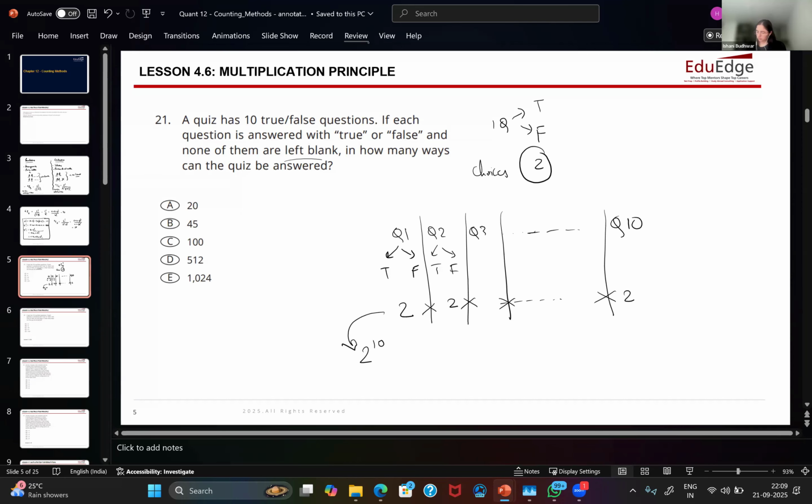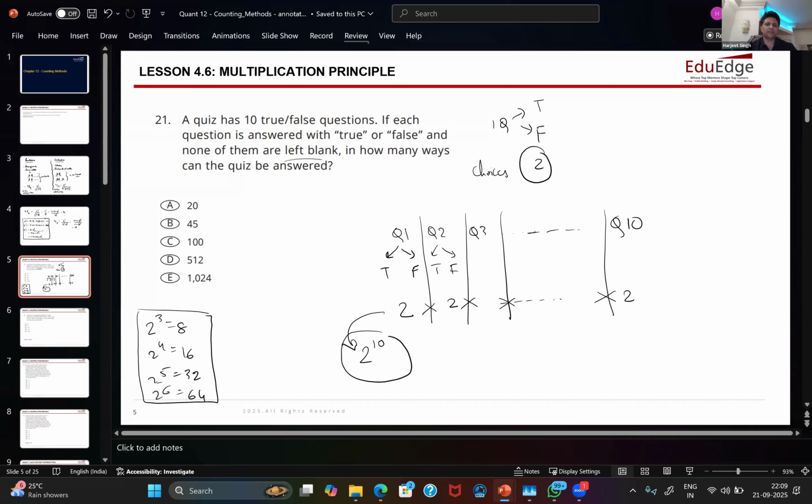Now we don't have to multiply this 10 times on the calculator. We have to remember some powers of 2 for the exam. For instance, 2 cubed is 8, 2 raised to 4 is 16, 2 raised to 5 is 32, 2 raised to 6 is 64. We have to remember at least these powers of 2. Since 2 raised to 5 is 32, can I write this as 2 to the power 5 to the power 5, which is 32 into 32? Clearly the answer should be greater than 900 because 30 square is more than 900. There's only one such answer, so the answer is E.